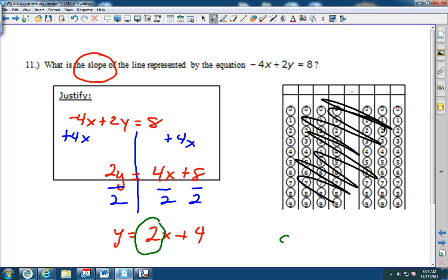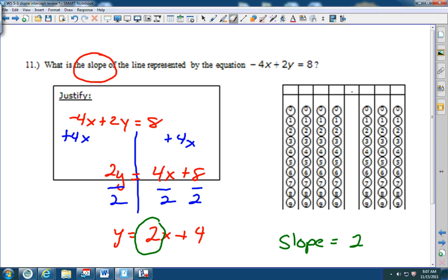My slope is 2. Now, I know I scribbled this out, but if I'd wanted to graph it on this type of bubble thing from the past, I would have put the 2 right here in front of the decimal. But again, that's not what yours are going to look like on the EOC.